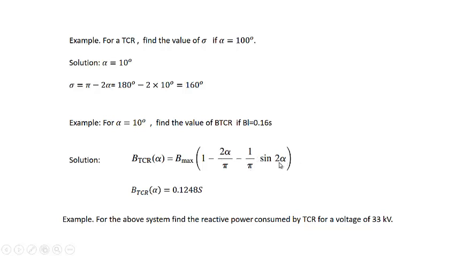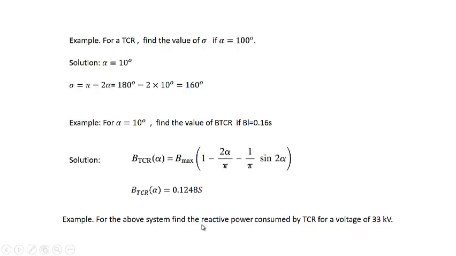You can use alpha in radians or in degrees, that is immaterial, but here it should always be in radians. So by putting the value of alpha equal to 10 degrees here in radians, you have to be careful that if you use alpha in radians, you have to change the mode of the calculator to radians. If you use sine of 20 directly, that is 2 into alpha is 20, you have to use the calculator in degree mode. That you have to take care. So this is the value of BTCR, that is 0.12487.